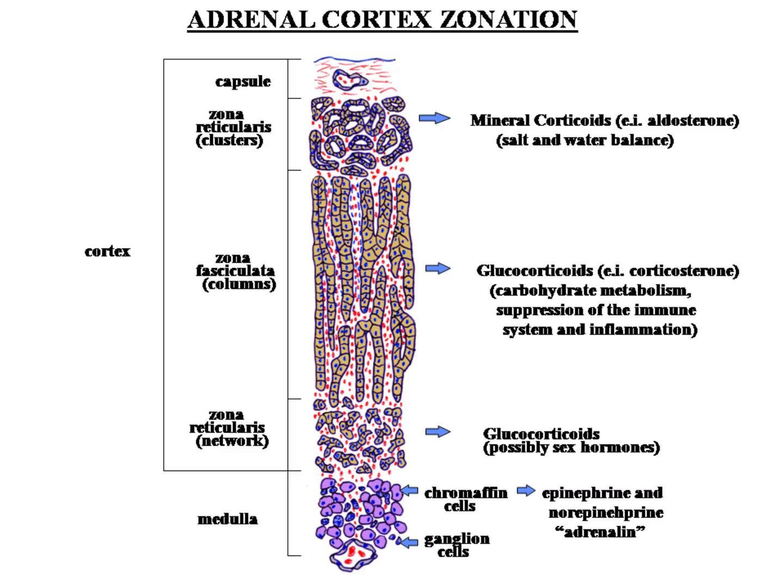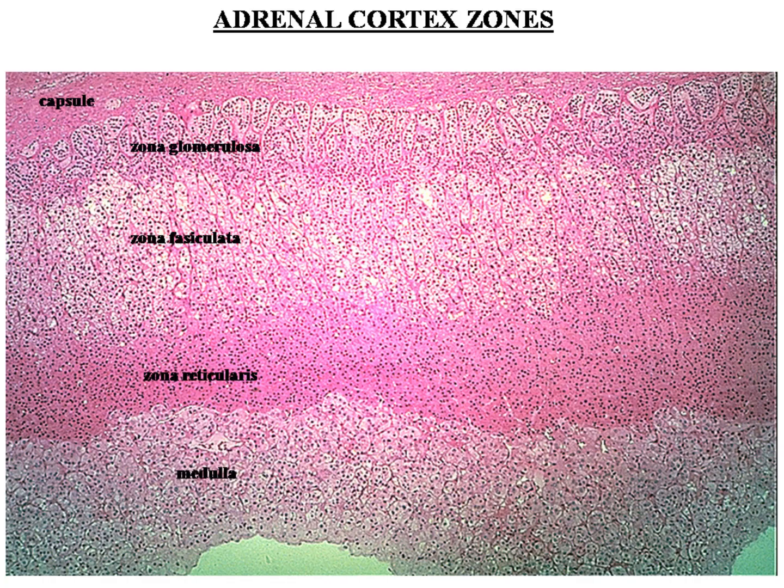The zona fasciculata consists of large polyhedral cells arranged in parallel columns or cords, usually one or two cells thick. The columns are separated by sinusoids. The cells of the zona fasciculata have a slightly staining spherical nucleus. Binucleated cells are common in this zone. Present in the generally acidophilic cytoplasm are numerous lipid droplets containing neutral fats, fatty acids, cholesterol, and phospholipids. These substances represent precursors for the steroid hormones produced by the cells.